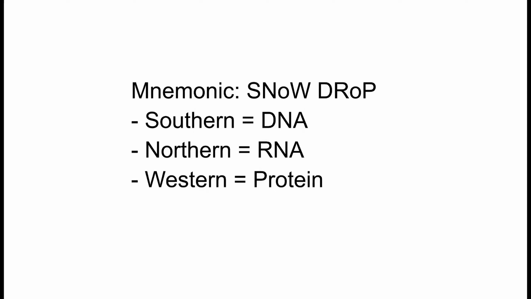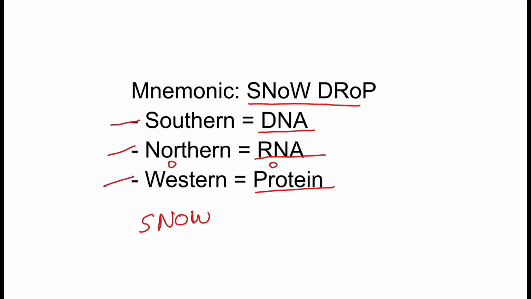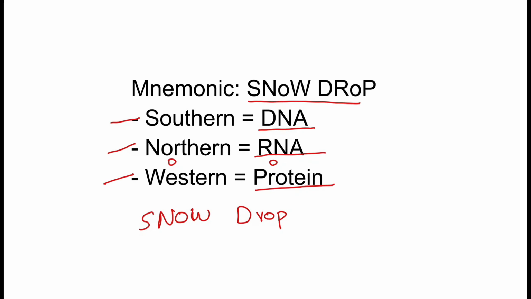Here is a mnemonic to remember the blotting techniques. The mnemonic is SNOWDROP. S is for Southern, N is for Northern, O is silent, and W is for Western. D is for DNA, R is for RNA, O is silent here, and P is for protein.